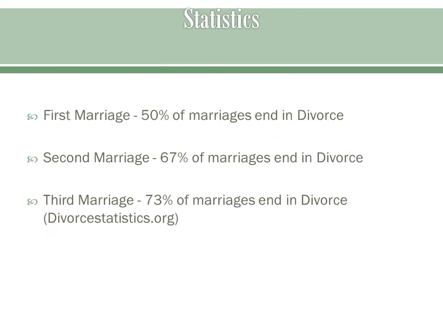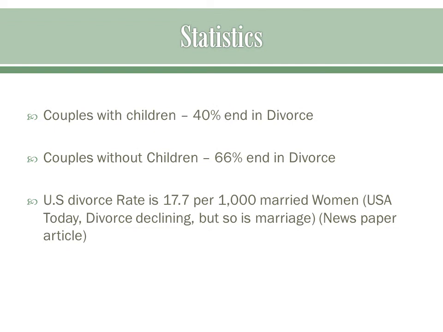It is a widely known fact that 50% of first marriages end in divorce, 67% of second marriages end in divorce, and 73% of third marriages end in divorce. The divorce rate declines when a married couple has children, with 40% of marriages ending in divorce. It is said that couples are less happy without children, and therefore the divorce rate is 66%. The U.S. divorce rate is 17.7% per 1,000 married women.